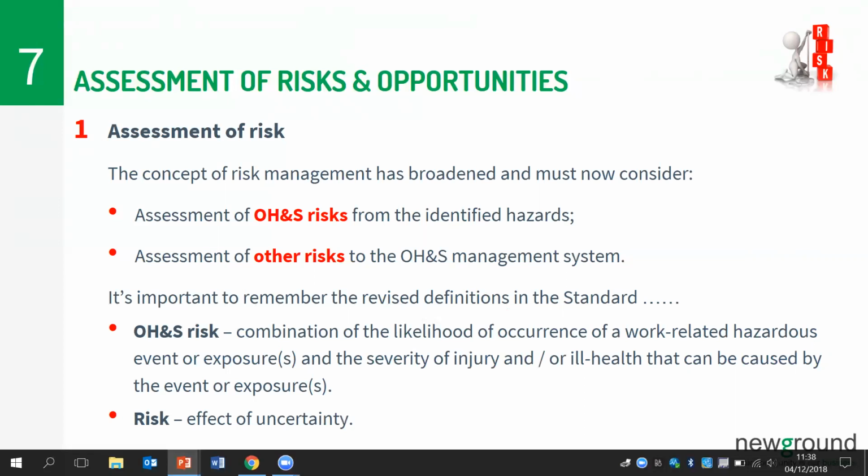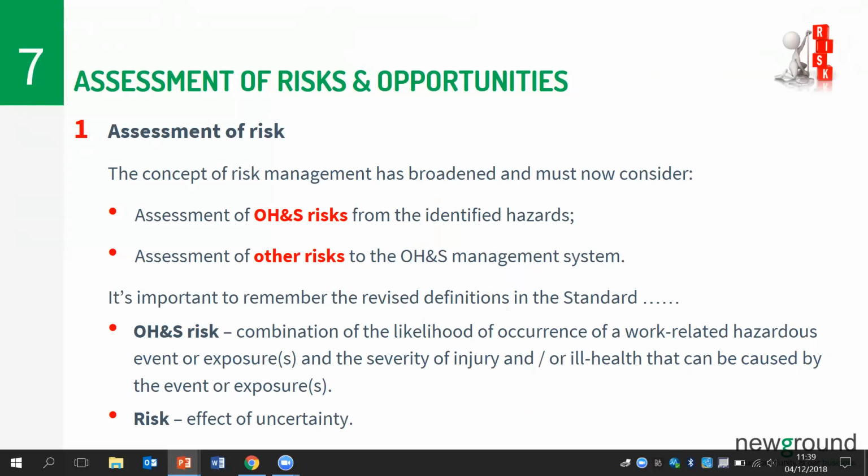So you now need to assess the occupational health and safety risk from your identified hazards, which is the traditional risk assessment. However, you must now also assess other risks to your safety management system. So this is an entirely new requirement in the standard, and it's concerned with risks not directly related to the health and safety of people, but which could affect the safety management system itself or your safety management performance, or your ability to meet the intended outcomes of your management system.